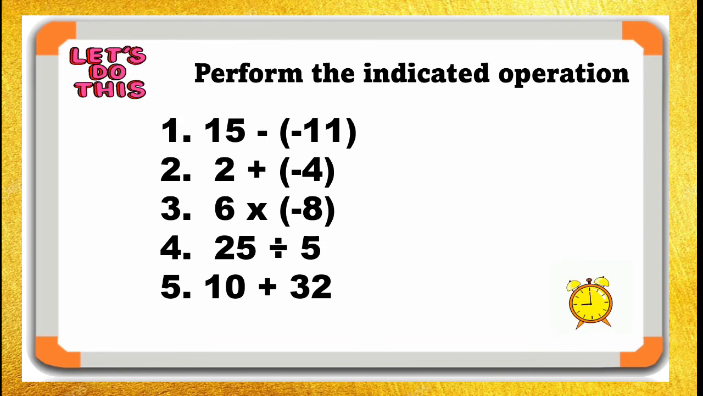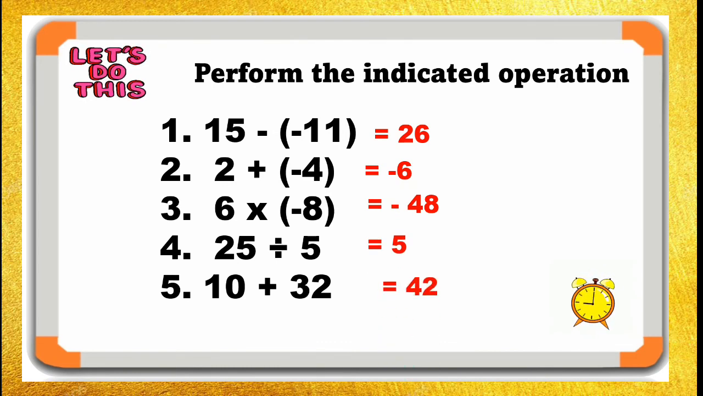Okay, stop. Let us answer. 15 minus negative 11 is 26 or positive 26. 2 plus negative 4, the answer is negative 2. 6 times negative 8, the answer is negative 48. 25 divided by 5, the answer is 5. And the last one, 10 plus 32 equals 42. So have you got a correct answer or a perfect score? Very good, class. Give it up.